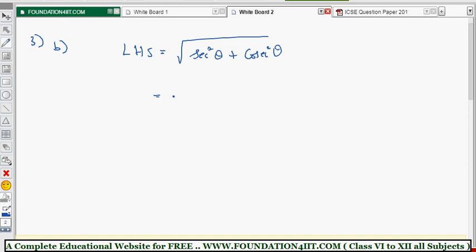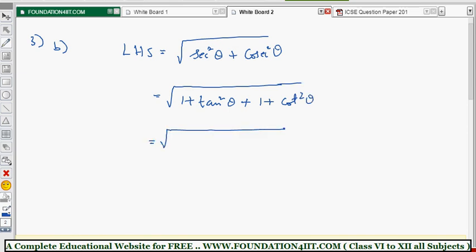So we can use the formula for sec square theta in terms of tan square. So sec square theta is 1 plus tan square theta. And cosec square theta is 1 plus cot square theta, right? Now 1 plus 1 is 2, and tan square theta plus cot square theta plus 2.